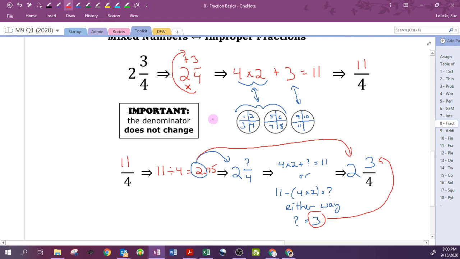And then it's worth taking a second to convert it the other way, okay? Just to make sure. 4 times 2 is 8, plus 3 is 11, 11/4. Yep, okay? Because we're better at doing this upper conversion than we are the bottom one. We're always better at multiplying than we are dividing. So anytime you do something that involves dividing, if you can check it by multiplying, you should just take the second to do that. Okay? All right, that's it for the fraction basics page.